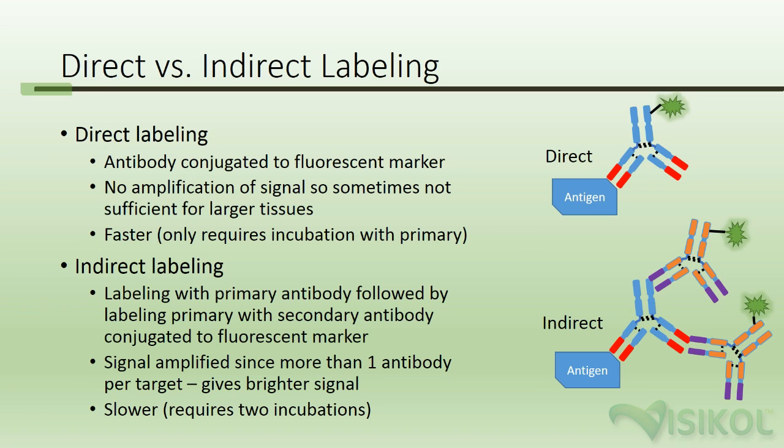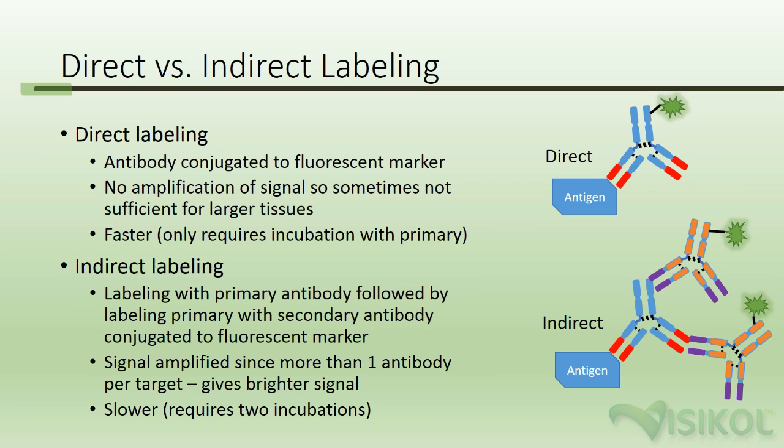Direct versus indirect labeling. Direct labeling involves an antibody conjugated directly to a fluorescent marker. There's no amplification of the signal, so sometimes the signal is not sufficient in larger tissues. Direct labeling, of course, is faster since it only requires incubation with the primary antibody. Indirect labeling is slightly more laborious, but allows for an amplification of the signal obtained.